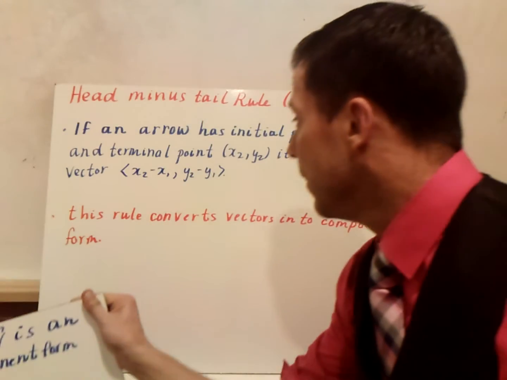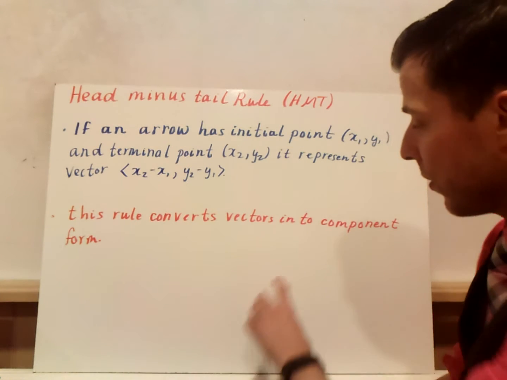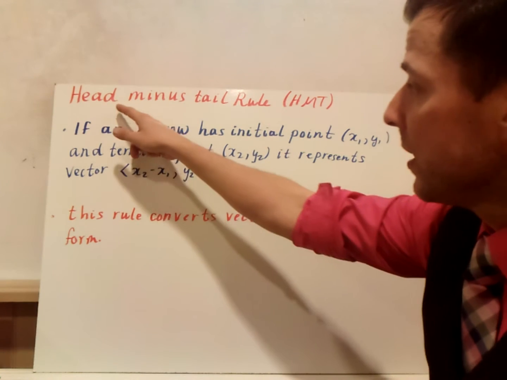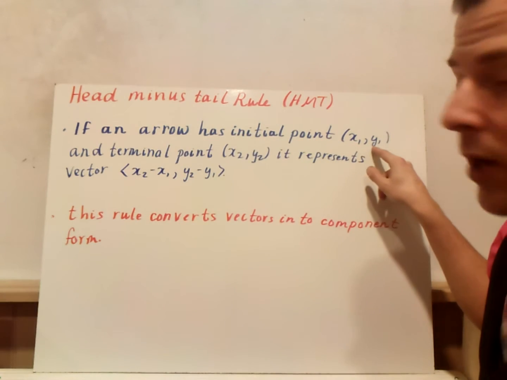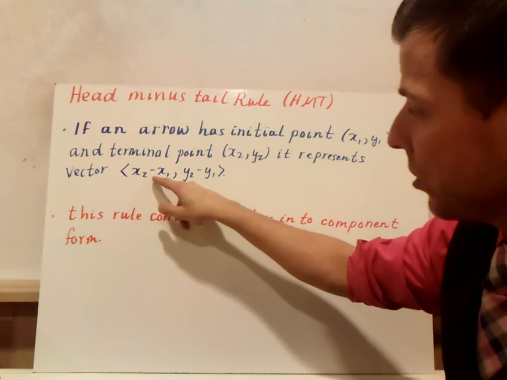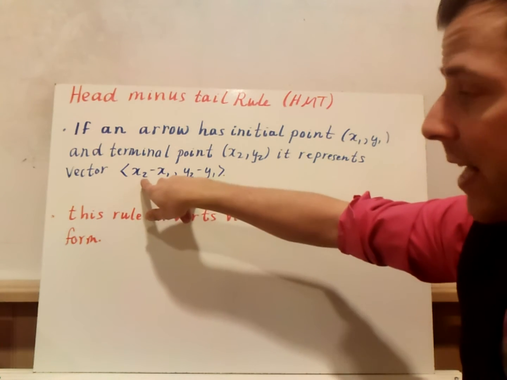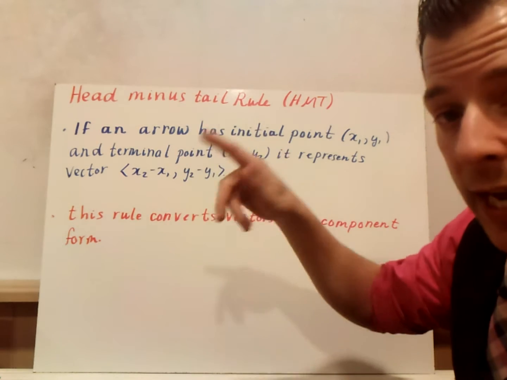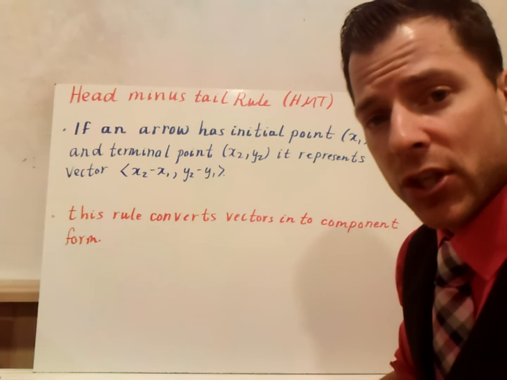Now, what happens if a vector is not written in component form? What happens if it's over somewhere in the fourth quadrant? Well, we can figure out what a vector is in component form by using the head minus tail rule, HMT. If an arrow has initial point x1, y1 and a terminal point x2, y2, it represents the vector x2 minus x1, y2 minus y1, almost like slopes, right? The initial point is the tail, the bottom piece. The terminal point is the head of the vector where it ends. So this rule converts vectors into component form.